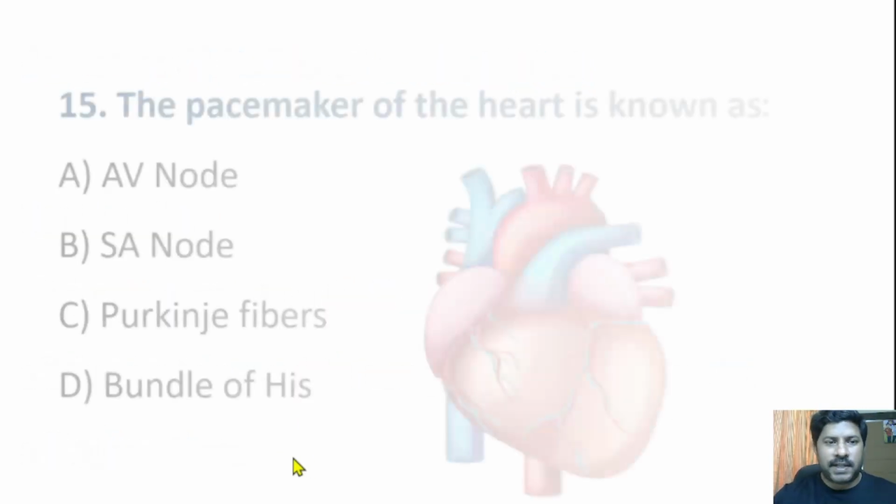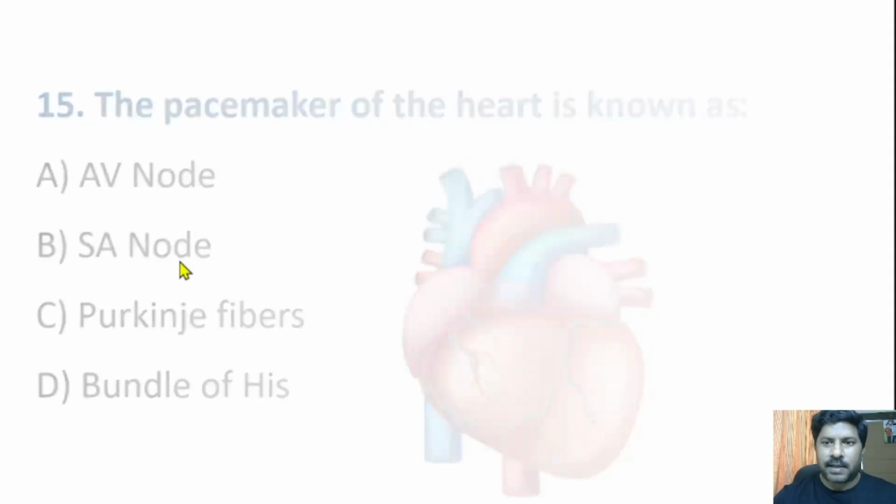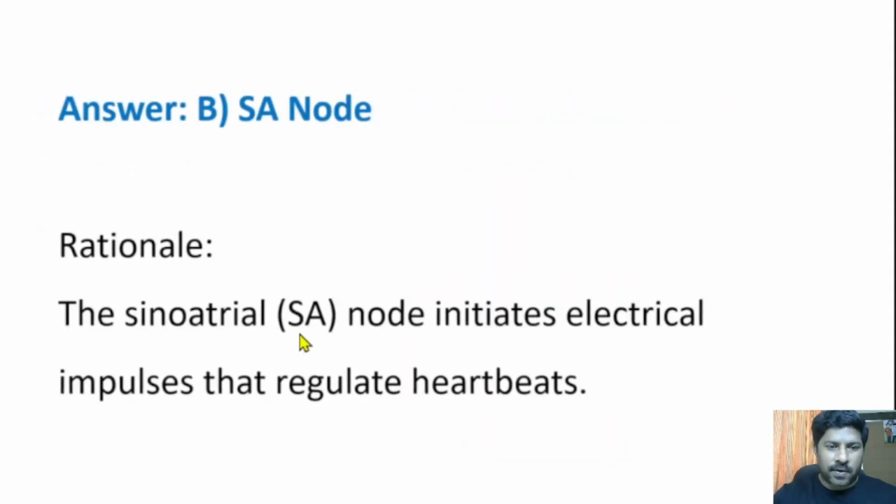Then 15th question, the pacemaker of the heart is known as AV node, SA node, Purkinje fibers, bundle of His. The right answer here is option B, SA node, sino-atrial node, that is known as pacemaker of the heart. The sino-atrial node or SA node initiates electrical impulses that regulate heartbeats.